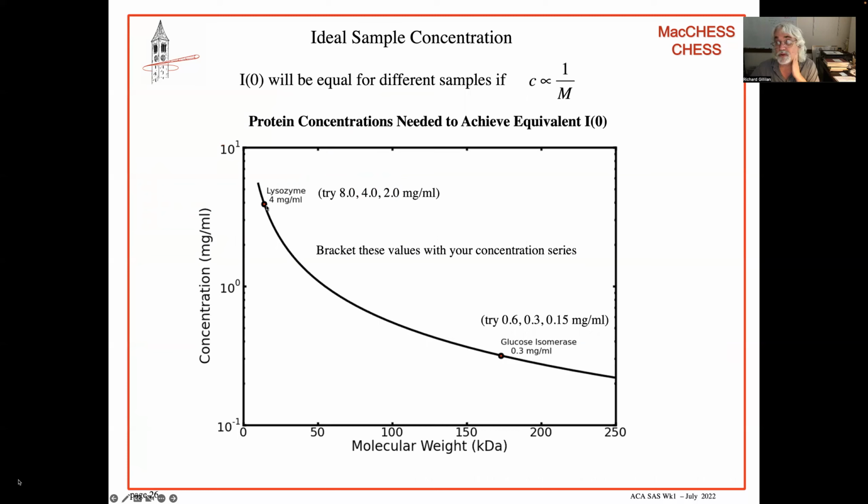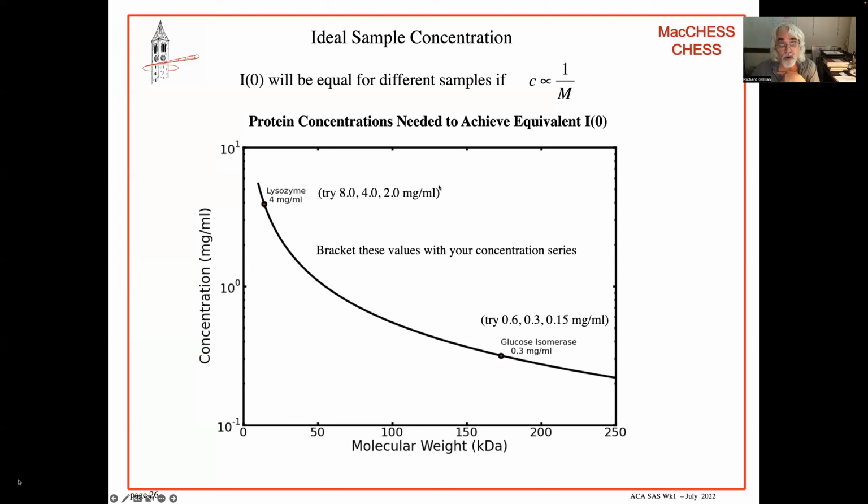So, for example, if lysozyme, which is a small molecule, 14.3 kilodaltons, if a 4 mg per mil sample gives you a good scattering curve with a nice looking Guinier plot, as you'll see, not too much noise, but it's also not too concentrated, then this 1/M relationship means that if you're measuring glucose isomerase, which is 173 kilodaltons, quite a bit heavier, it's a tetramer, you really only need 0.3 mgs per mil to get a decent signal. So just keep that in mind. The higher the molecular weight, the lower the concentration you need.